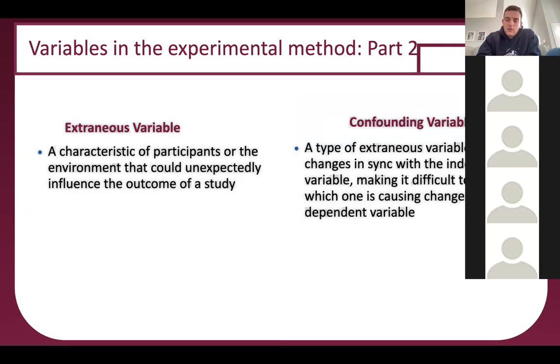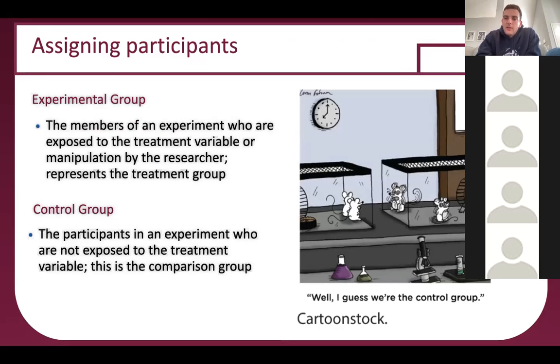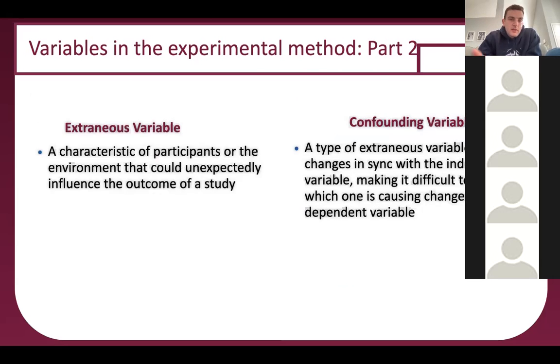So let's say, going back to our mice example, that one of these mice is super old and a lot older than the other ones and may not be in as good health. That would be an extraneous variable because that could be affecting how that particular mouse is affected by that caffeine. And it could unexpectedly influence the outcome of the study, which would then turn the age of that one mouse into what we call a confounding variable.